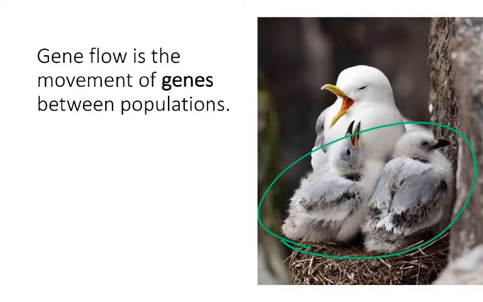So in order for gene flow to actually take place, any individuals that are dispersing or migrating into a new population have to actually reproduce. That's the only way that they're actually moving their genes into this new population, if they're contributing to the new gene pool through reproduction and through their offspring.